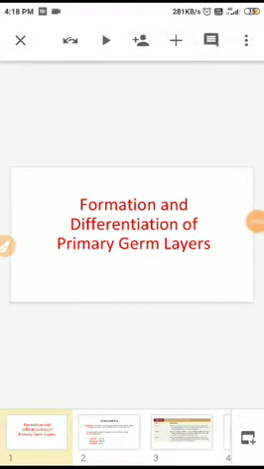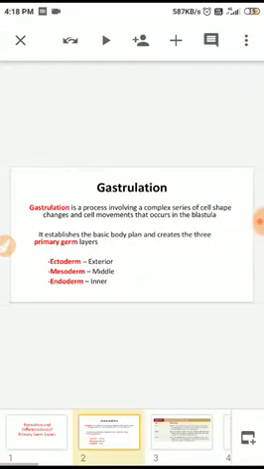Hello guys, the topic of today is formation and differentiation of primary germ layers. What is gastrulation? Gastrulation is a process involving a complex series of cell shape changes and cell movements that occur inside the blastula, or we can say that the formation of gastrula from blastula is known as gastrulation.